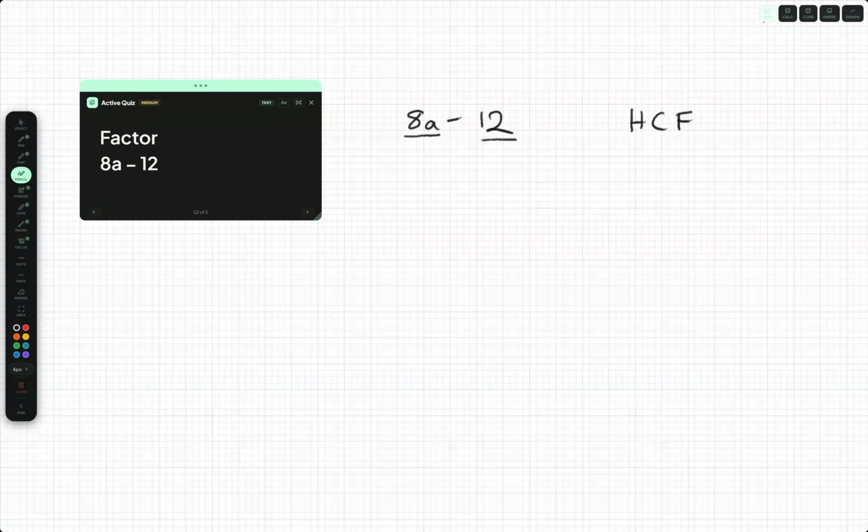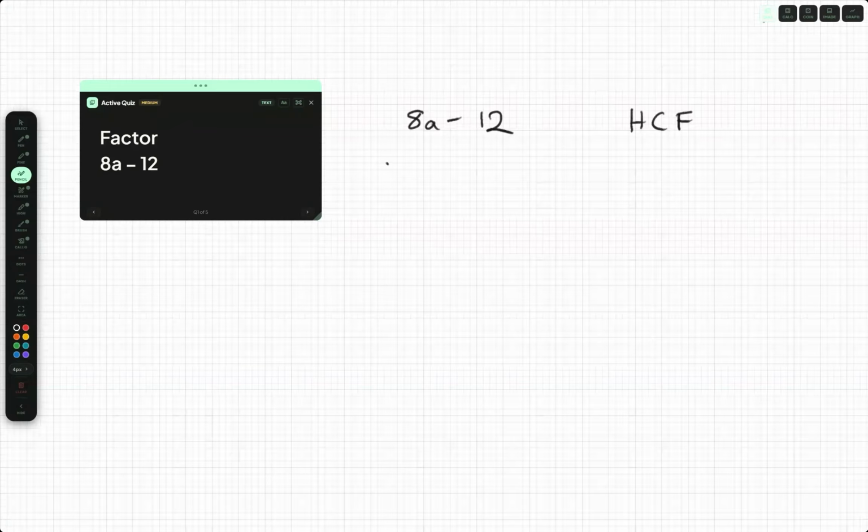Now, one thing to consider is that sometimes we'll find a common factor that is both numerical, like our 12 and our 8, and we'll also find a common factor that has to do with our algebraic pronumeral. So in this one, because there's only one term that has a pronumeral, we don't have to consider them having a common factor that is going to be a pronumeral. So right now, let's think only about the numbers.